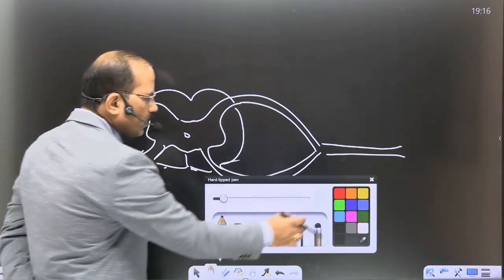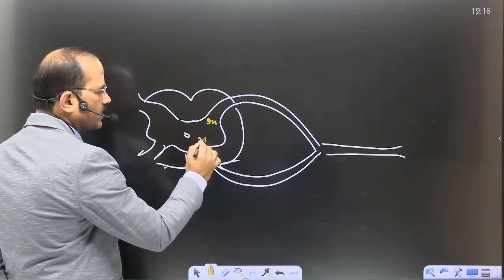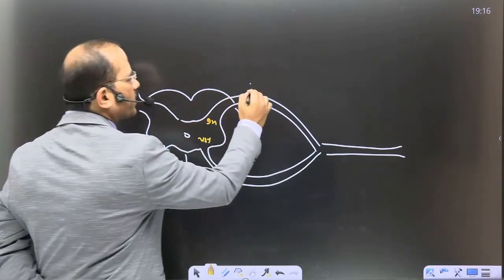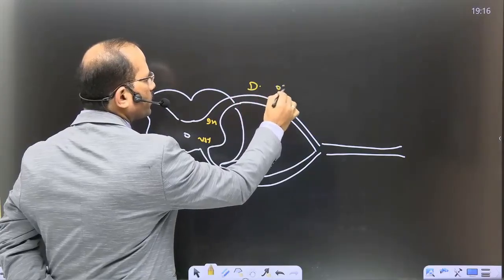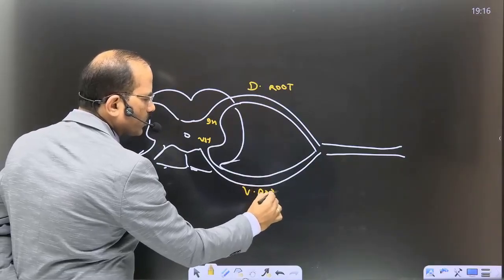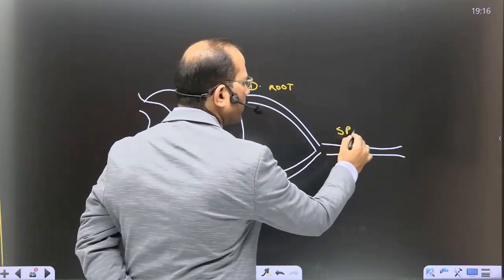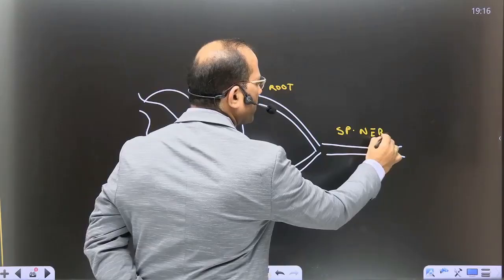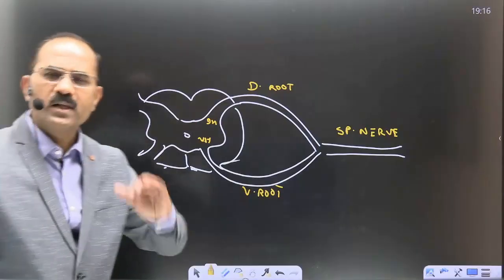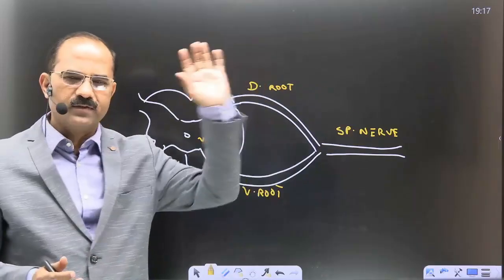So what do we call this? This is the dorsal horn. That's the ventral horn. We know this. The dorsal horn gives rise to the dorsal root. The ventral horn gives rise to the ventral root. And what we get here is a spinal nerve. So this is a normal section of the spinal cord: dorsal horn, dorsal root, ventral root, spinal nerve.